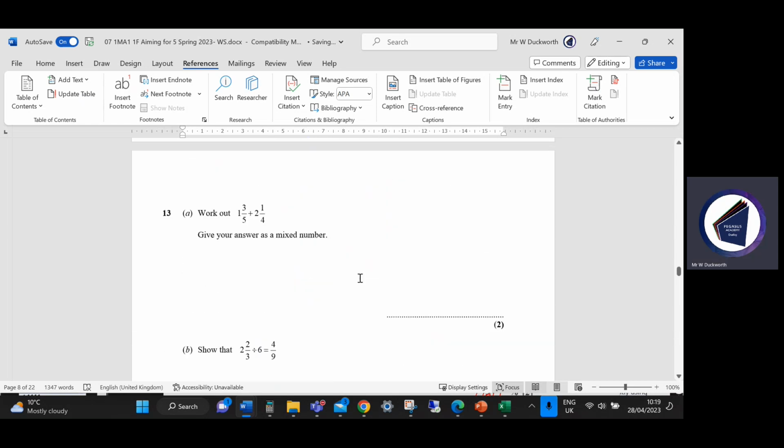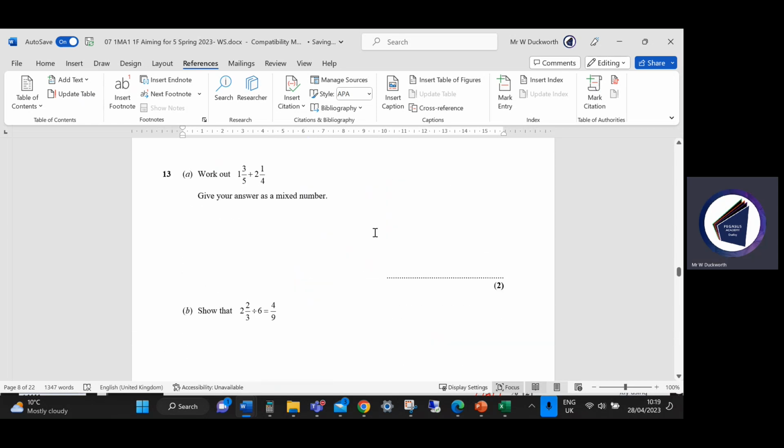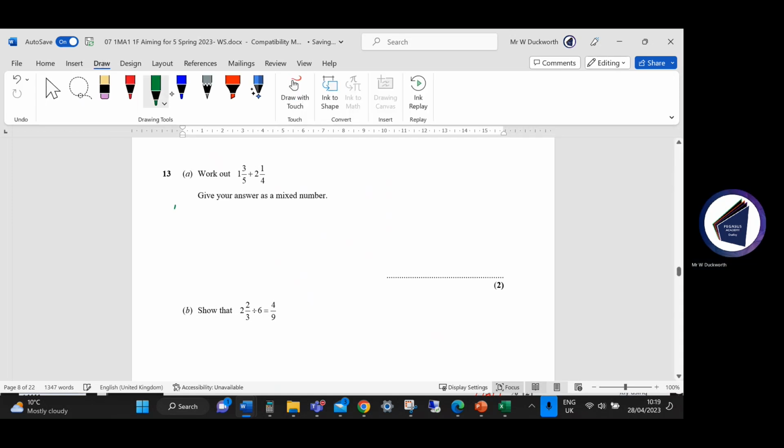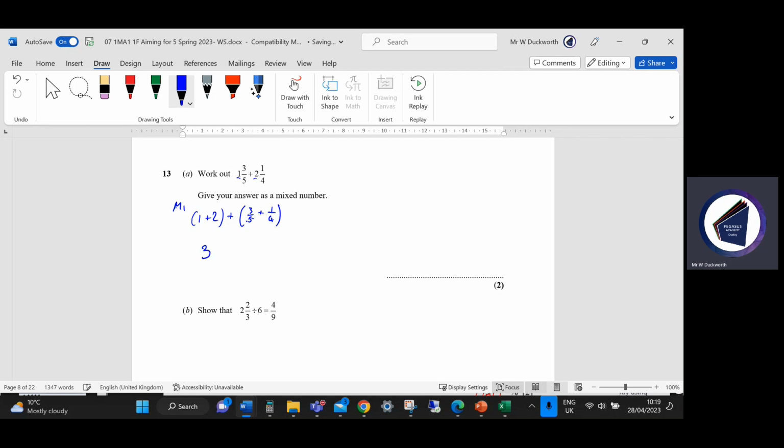Okay then, question 13. Work out, leaving your answer as a mixed number. So we've got 2 methods for this. My preferred, and then the more common one. I like to treat them as numbers and fractions. So my number part would start out as 1 plus 2, and my fraction part would be 3 over 5 plus 1 over 4. So my number part starts out as 3. We might be needing to add to that in a moment, but we'll find out.